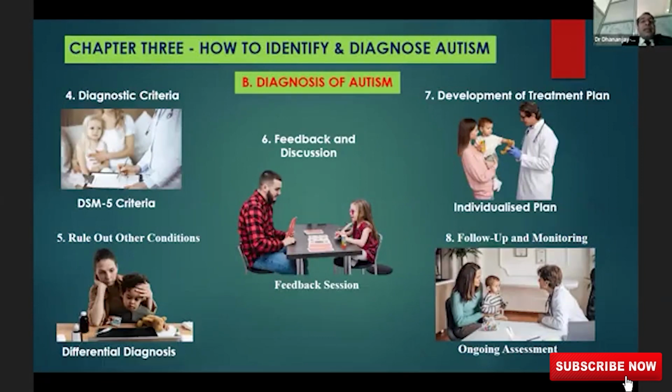Diagnostic criteria require the DSM-5. The Diagnostic and Statistical Manual 5 criteria is used, and other conditions like ADHD, speech delay, and other things are ruled out. And feedback and discussion is done by parents and clinical teams. Then a proper intervention plan is designed and implemented, and follow-up and monitoring should be done.